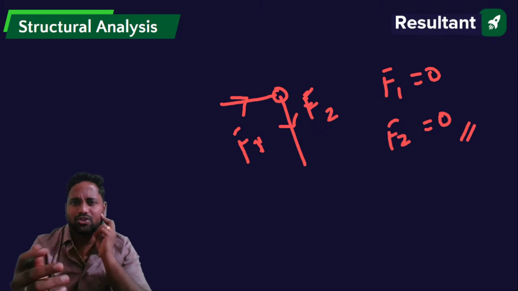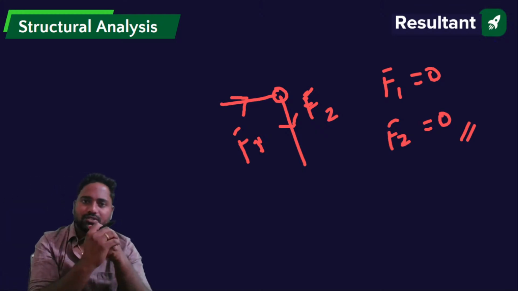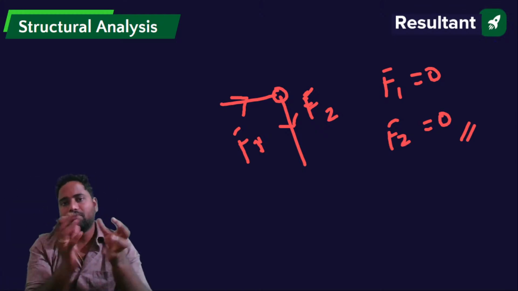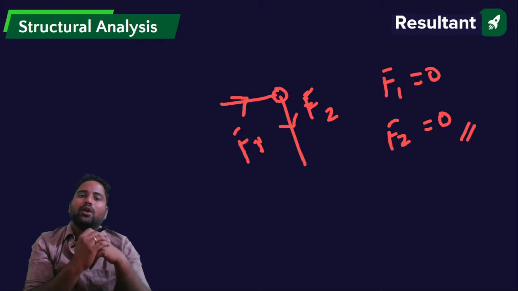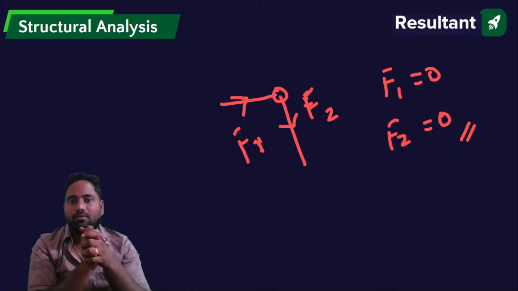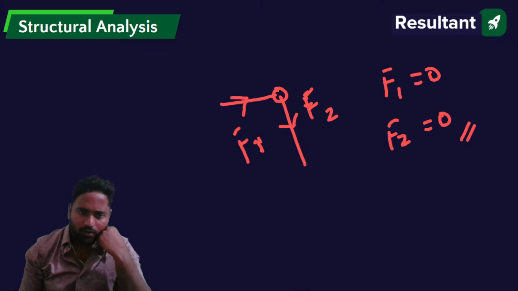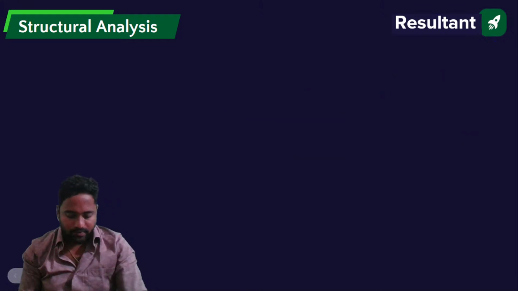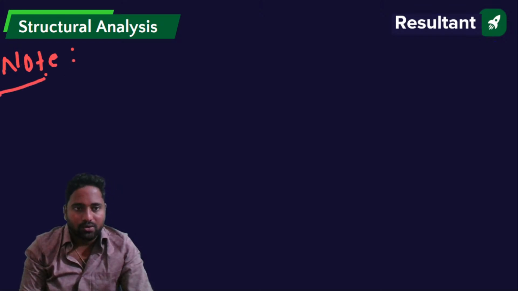Even if you take summation of forces in the x direction, F1 is 0, F2 is 0, and likewise summation of forces in the y direction. This is how you remember: if two members are meeting at a joint and no external forces are acting over the joint, then forces in the members will be equal to 0. You can take this as a note. All these notes will help you to solve the problem, so try to remember that.